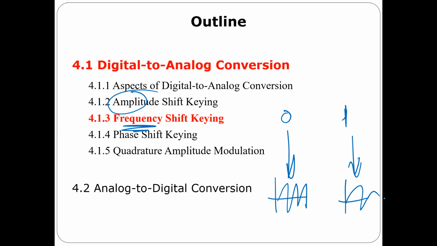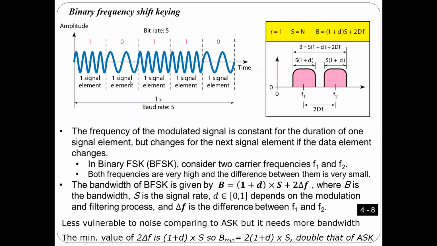As I told you, frequency and amplitude are much better than frequency and phase. These two are much better than the amplitude because of the impact of the noise. The noise has a bigger impact on this one than the other ones here. As you see in this figure, for 1 we're going to have a certain frequency, I'm going to call it F1. For 0, I'm going to have another frequency, I'm going to call it F2, as you see here.